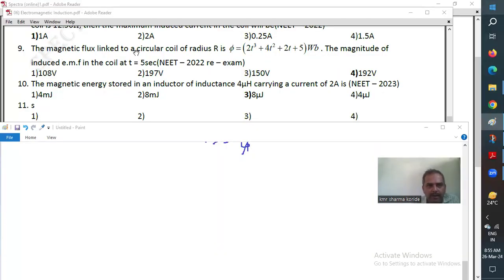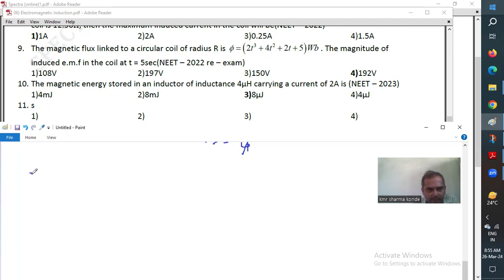Question number 9. The magnetic flux linked to a circular coil of radius r is 2t cube plus 4t square plus 2t plus 5 Weber. We need the magnitude of the induced EMF in the coil at t equal to 5 seconds. This is a simple question. We need to find EMF.